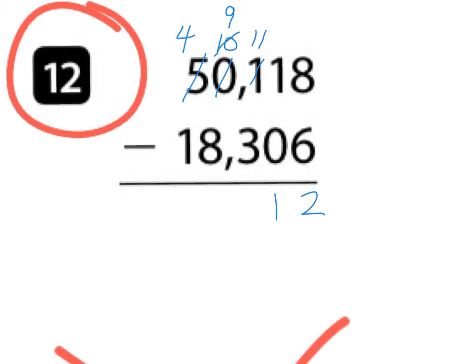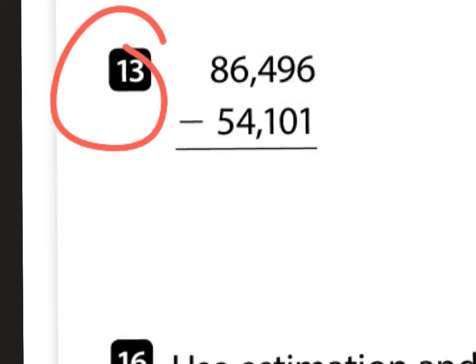Minus 3 hundreds will give me a difference of 8. And then 9 thousands minus 8 thousands will give me a difference of 1. And then my 10,000s place. 4 10,000s minus 1 10,000 will give me 3 10,000s. So my difference is 31,812. All right, number 13.